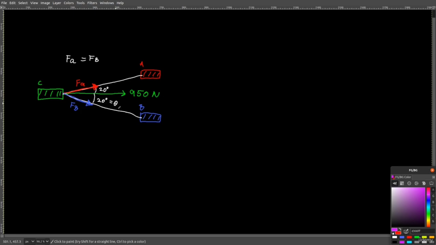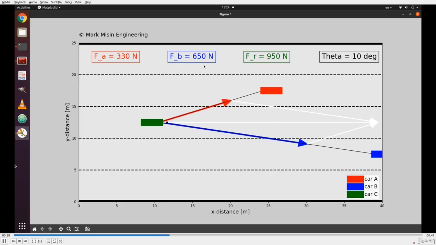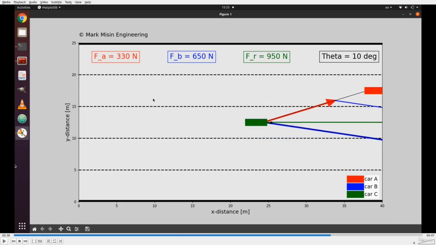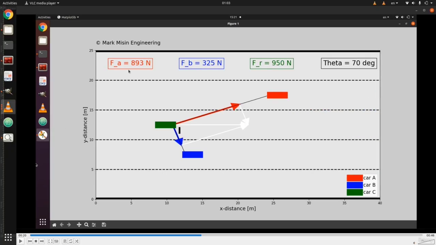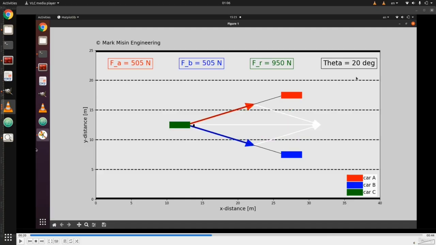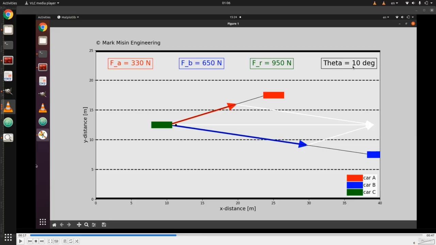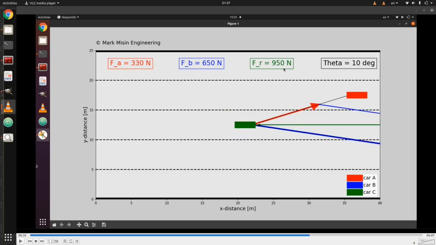And now, what if instead of theta equals 20 degrees, I make theta equal 10 degrees? Well, then this is what you will get. FA is 330 newtons, and then FB is 650 newtons, a lot bigger than FA. So what is the pattern that you see here? When theta equals 70 degrees, then FA is considerably greater than FB. You can see that this blue vector magnitude is quite small compared to the red one, while the resultant force is still 950 newtons. Then, when I make theta equal 20 degrees, both force vector magnitudes are the same, and the resultant force is still 950 newtons. And finally, if I make theta equal 10 degrees, then now FB is considerably larger compared to FA, and the resultant force is still 950 newtons.